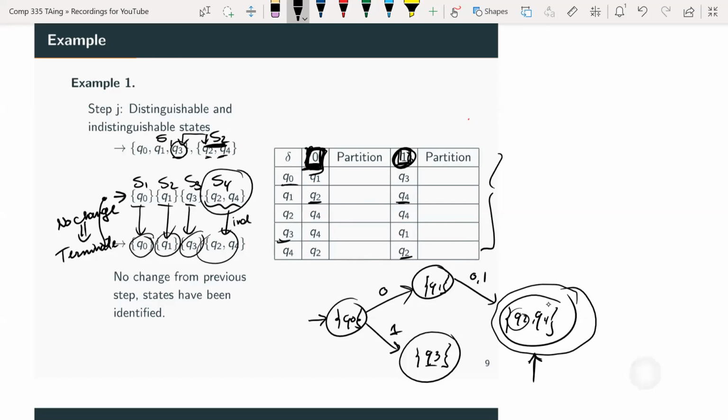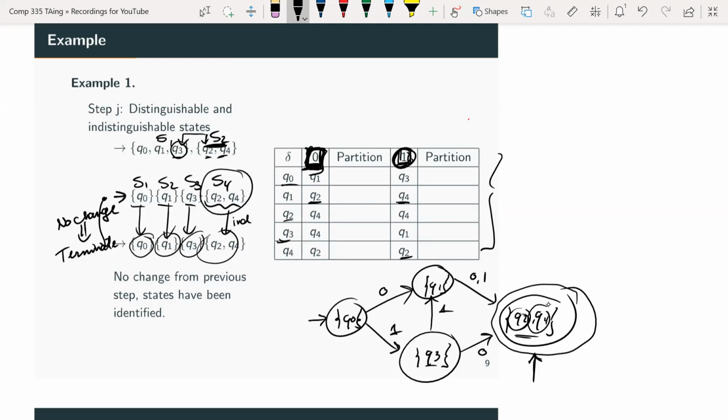Q4 is part of this partition here, so you make it go here. And if it sees a 1, then it goes to Q1 here. Okay. And then finally, if you're in Q2 or Q4, it doesn't matter which one we look at. They'll both be the same because they're indistinguishable. That was the whole point: indistinguishable states, when they read the same symbol, go to the same place. So that's why we can group them together. That's the whole idea behind the algorithm.